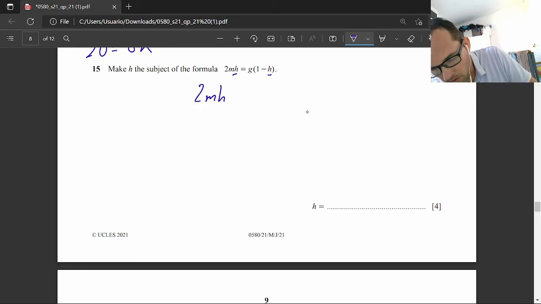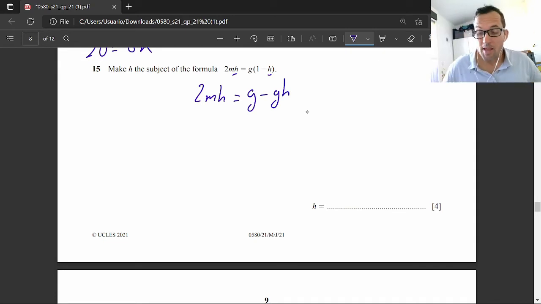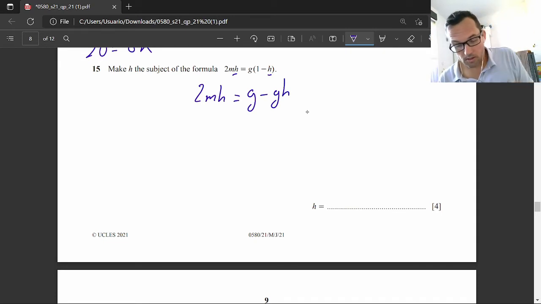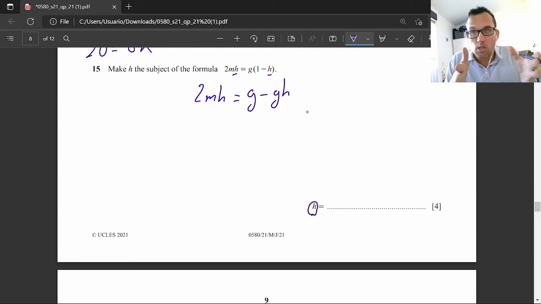Let's expand those brackets. G times 1 is G. G times minus h is minus GH. Bam, you've got 1 mark. Okay, next, we know to change the subject, make it h. We need to get the h by itself on one side of the equal sign. So let's take all the h's we have and put them there.